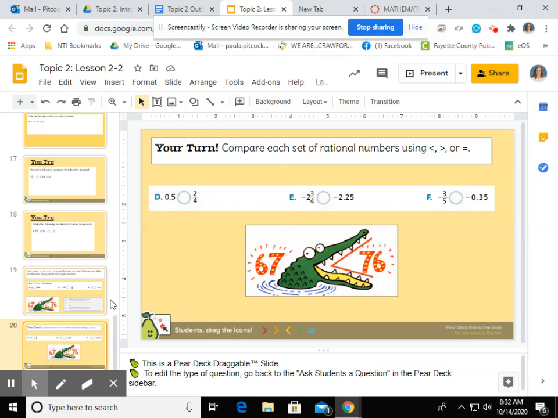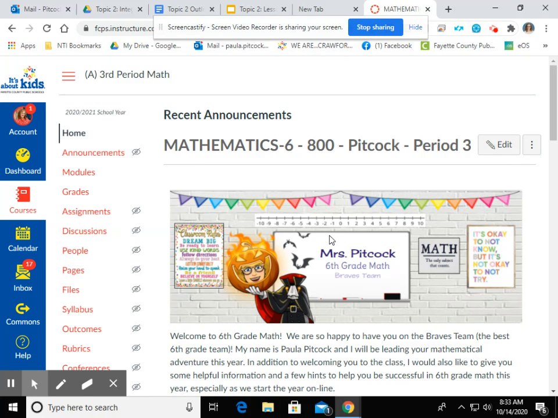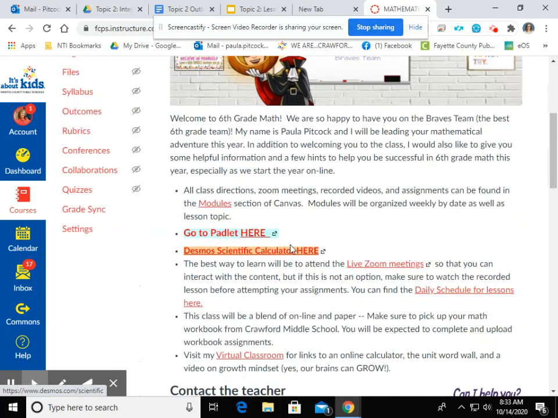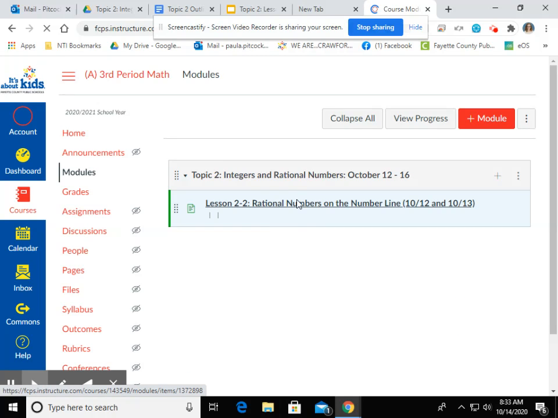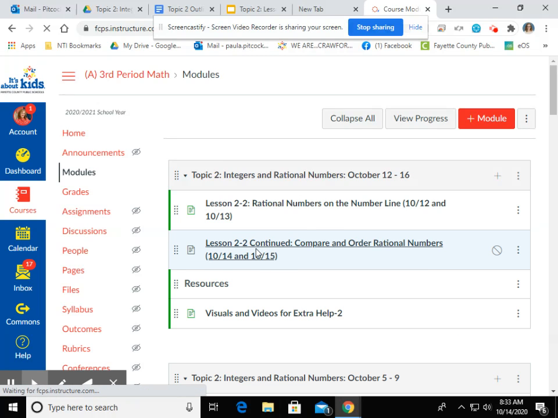Now, that is all we did in class. So what I want to focus you on in Canvas is a Desmos calculator if you need it, and then modules. When you go to modules, you're going to find the outcomes, the standards, all of those things. Here's today's lesson. Your homework is in Savvas Realize.